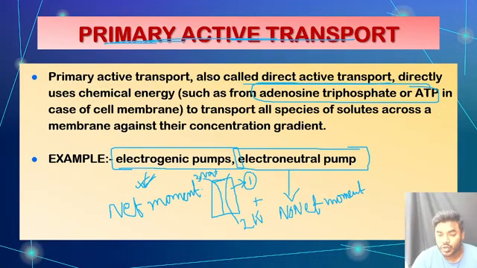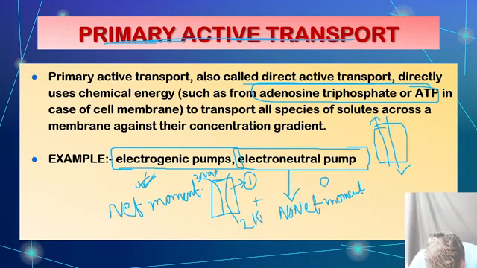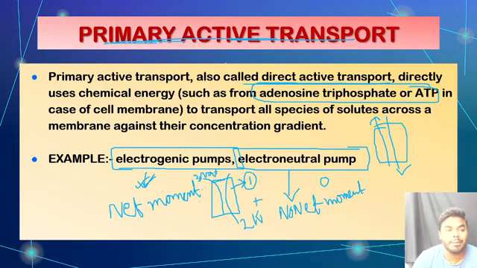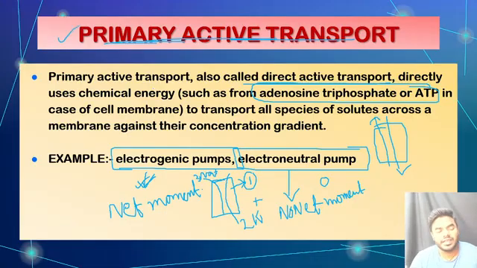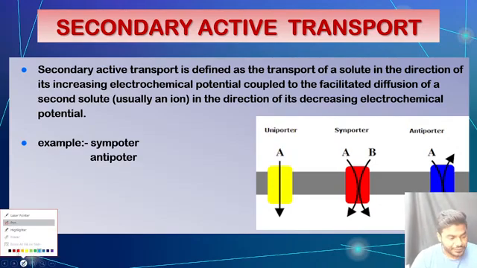Then what is an electroneutral pump, friends? You can take an example: suppose one ion goes out and one ion comes in, or 50 molecules go out and 50 molecules come in, then there will be no net movement. The net movement is 0. So don't confuse this electroneutral pump and this electrogenic pump. These two are the best examples of the pumps which mediate primary active transport. Please kindly don't forget it.